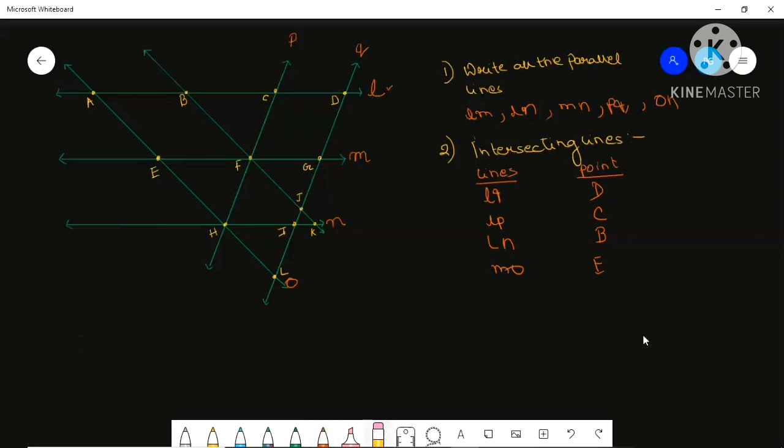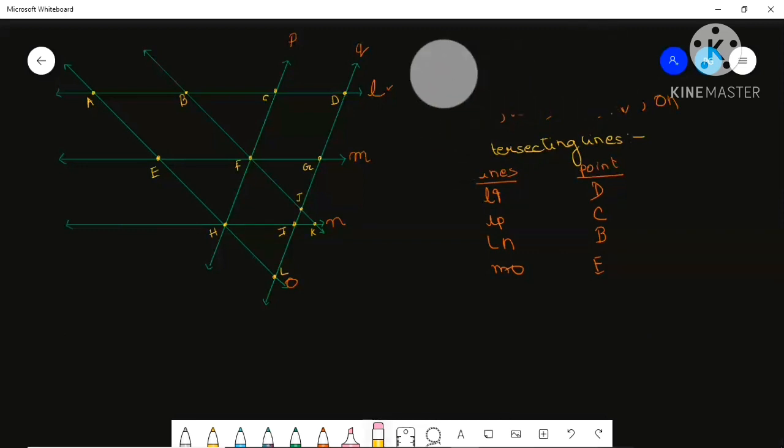So these are called intersecting lines. When two lines cut each other at a given point, that point is called the intersecting point, and the two lines are called intersecting lines.